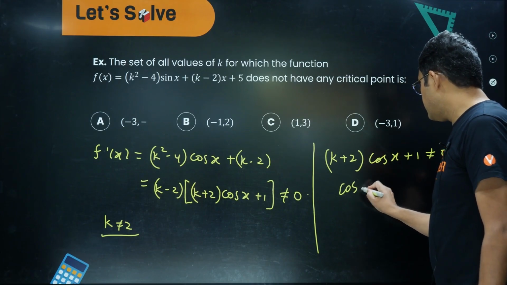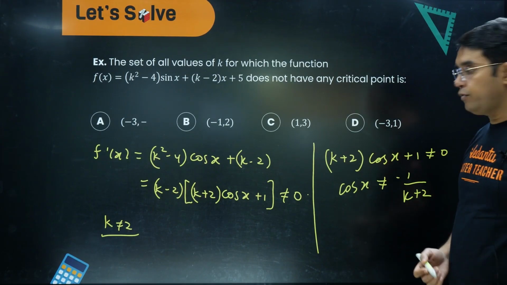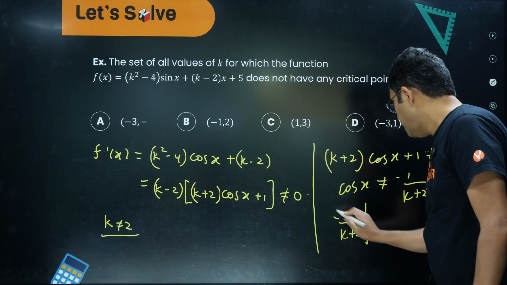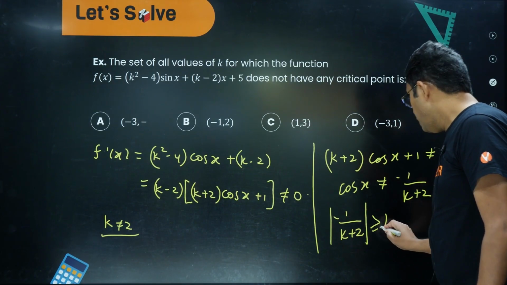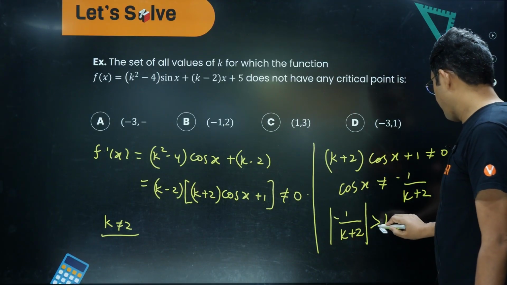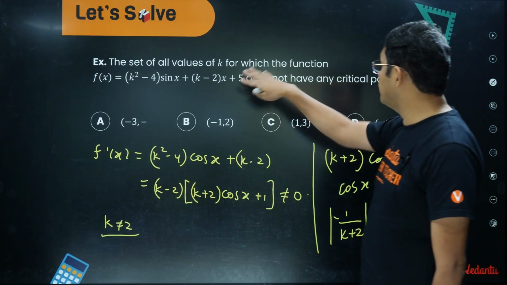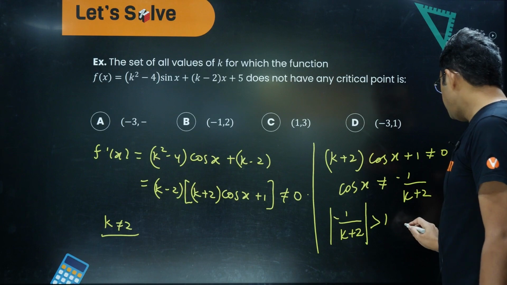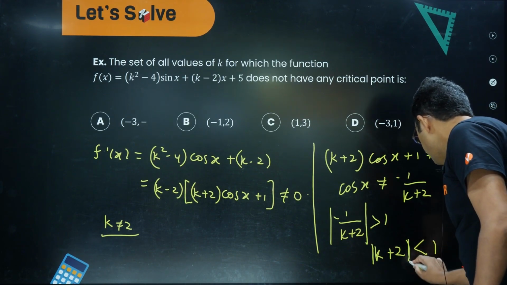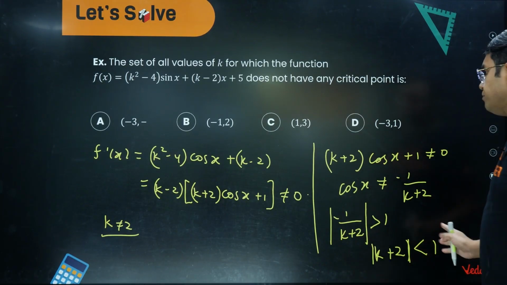That means cos x should not be equal to minus 1/(k plus 2) for any value of x. So this is only possible if I take the modulus of minus 1/(k plus 2) to be greater than 1, not equal to 1, greater than 1. Okay, so let's see what should be the answer for this question, the set of values of k. This is greater than 1 means my modulus of k plus 2 should be less than 1.